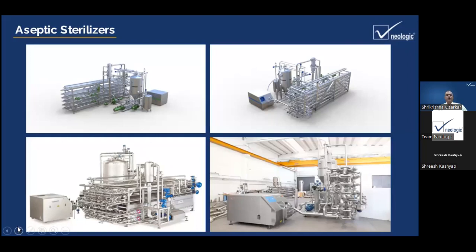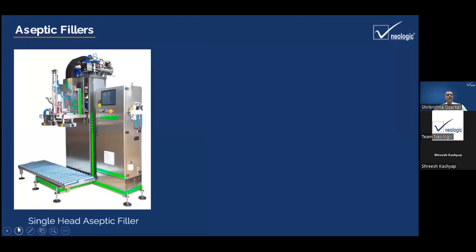This is another photo of a similar sterilizer with a different configuration for a different product. Then these are aseptic fillers. This is a single aseptic filler. You can see the bag holding fixture on the top. The chamber which you see on the top is always sterilized with steam, so there is no contamination from any atmosphere while the filling is taking place.